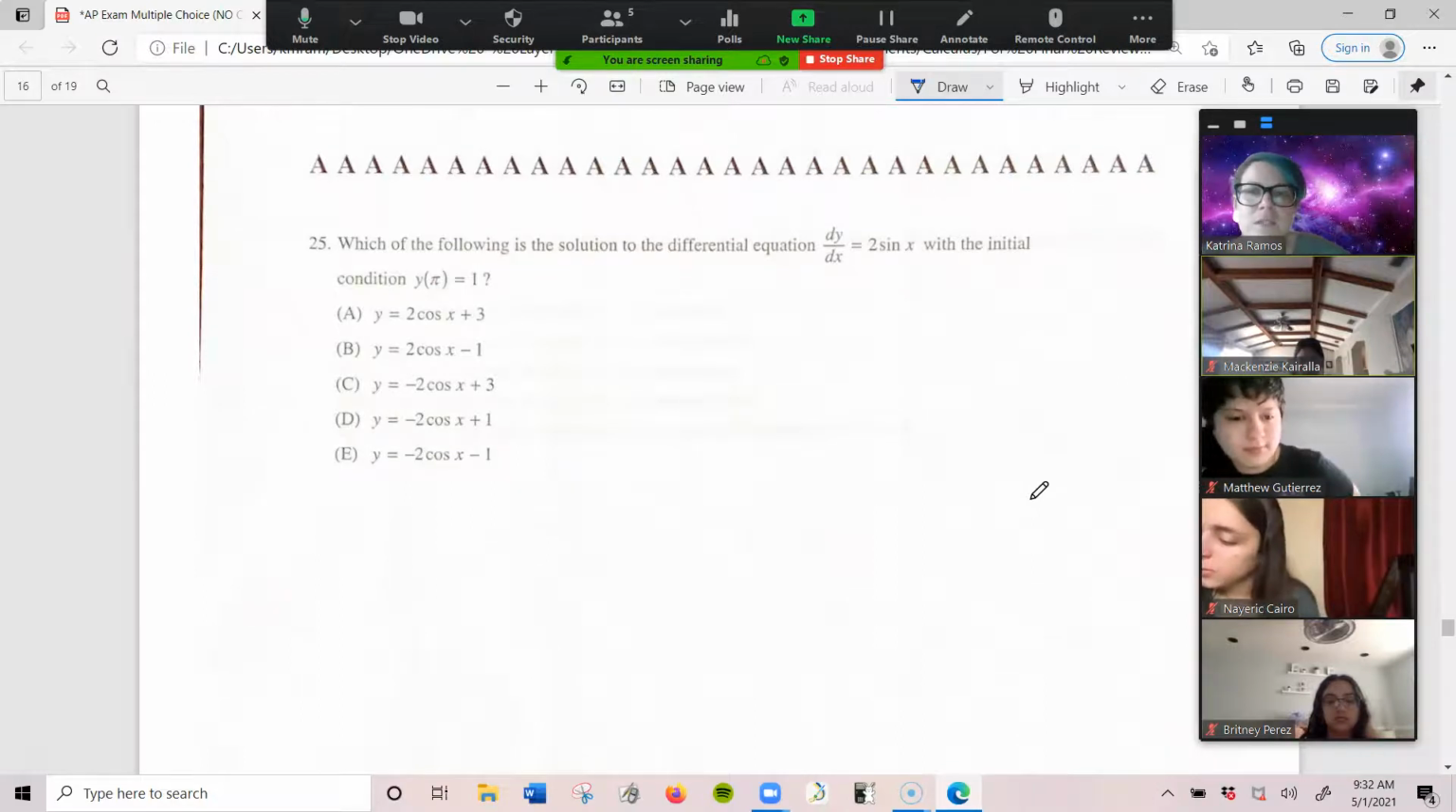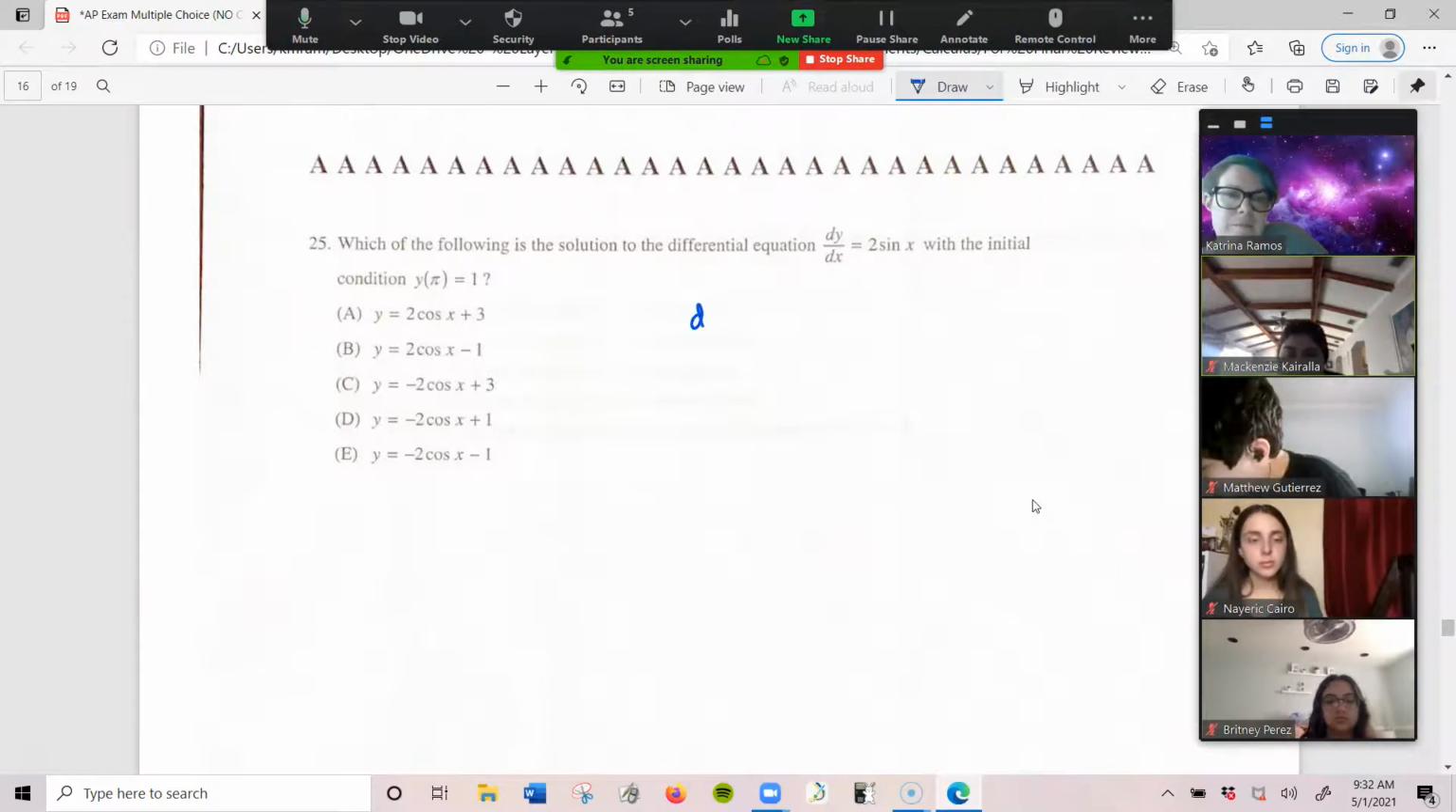Which of the following is the solution to the differential equation dy/dx is equal to 2 sine x with the initial condition y of pi is equal to 1? So this is one of those separable differential equations. We can multiply the dx to both sides and then we would integrate. So dy is going to equal 2 sine x dx.